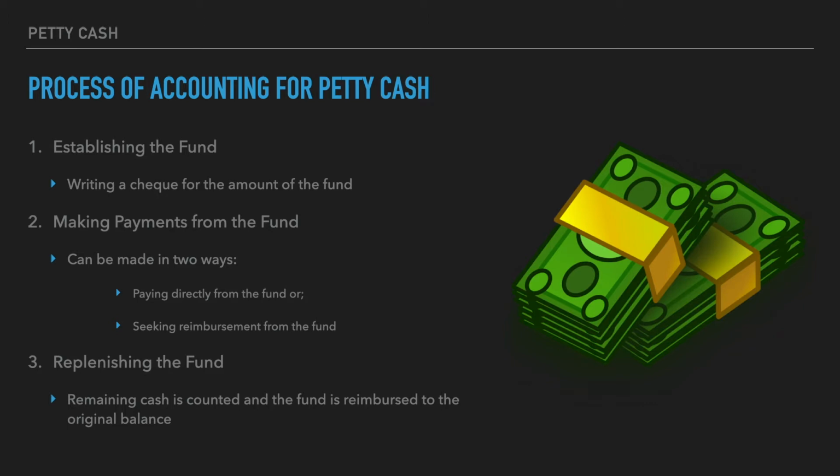Once the fund has been established, payments can be made in two different ways. Firstly, cash can be taken from the fund to pay for minor expenses. On the other hand, employees can make payments with their own personal cash and can seek reimbursement from the petty cash fund by keeping the receipts from their purchases.